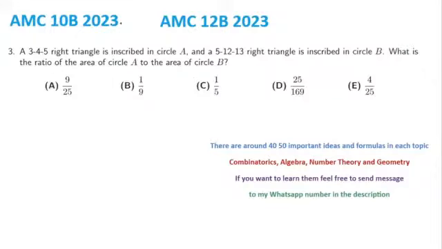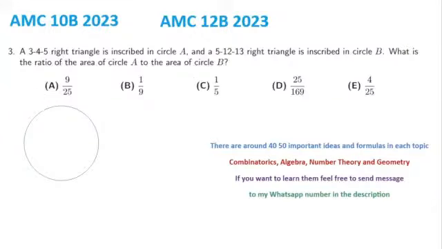Third problem of AMC 10B and 12B 2023. The 3, 4, 5 right triangle is inscribed in circle A, and 5, 12, 13 right triangle is inscribed in circle B. What is the ratio of the area of circle A to the area of circle B?